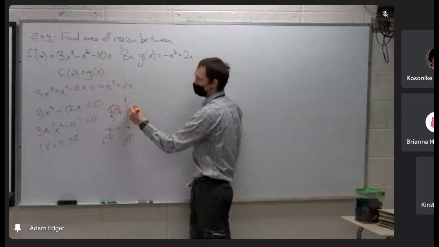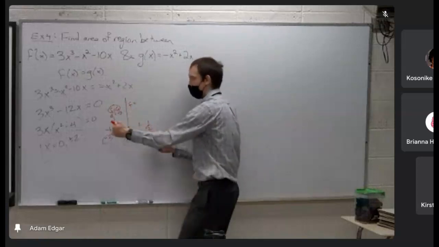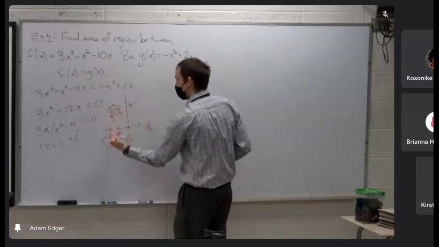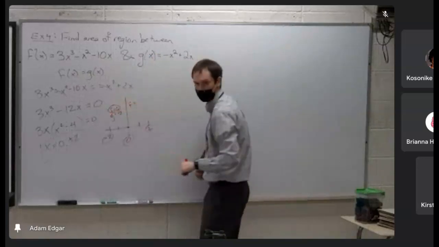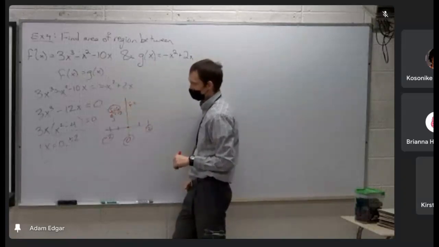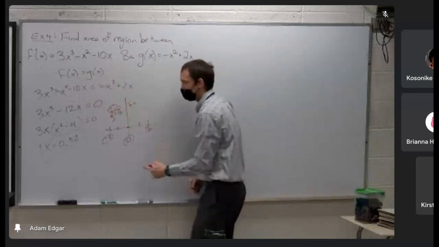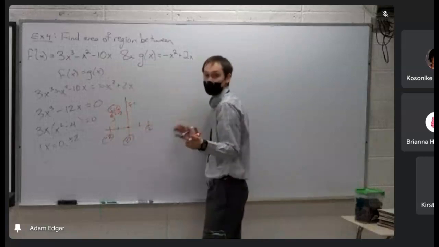F equals, well, we can't just assume they switch. They might intersect and then bounce off each other. Like, if G is underneath, it might come up here and then keep going back down. And F might bounce off G and keep going back down. So maybe it just bounces and then comes up. I don't know. Let's check just to be safe.